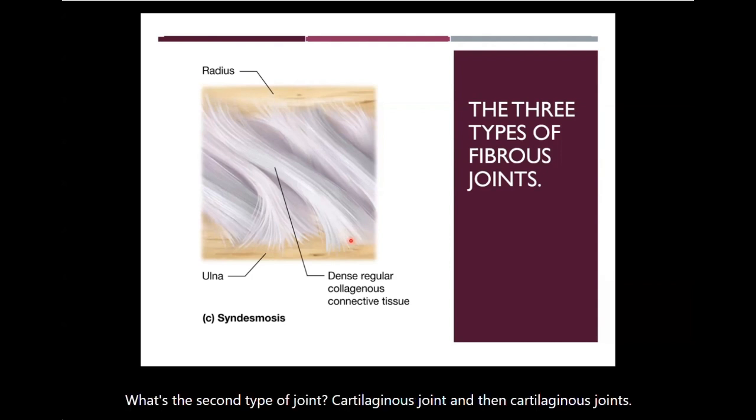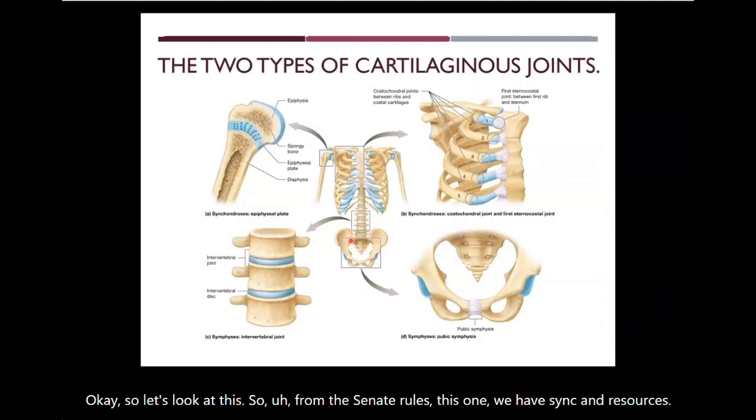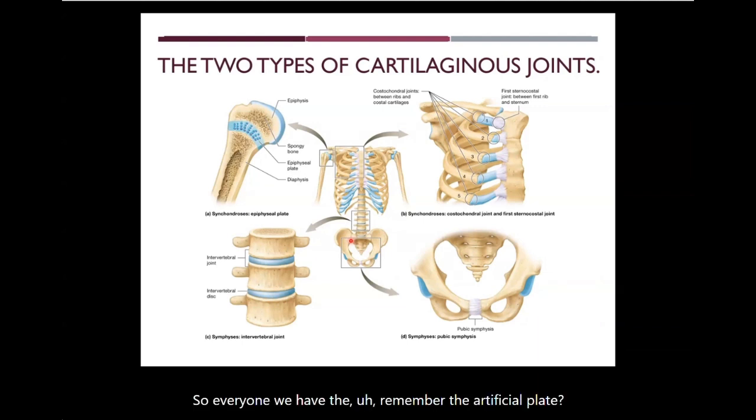All right, what's the second type of joint? Cartilaginous joint. In cartilaginous joints, we have synarthrosis and amphiarthrosis. Synarthrosis means immovable. Amphiarthrosis means slightly movable, okay? So let's look at this. From the synarthrosis one, we have synchondrosis.